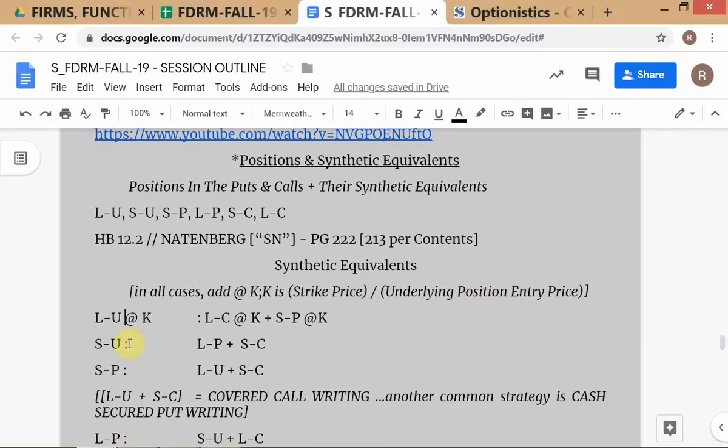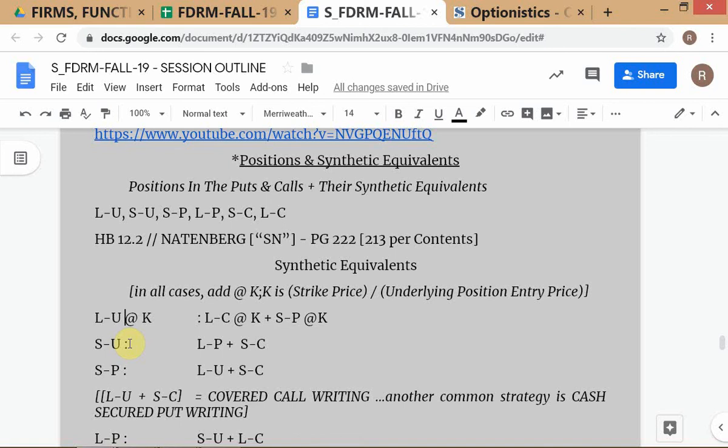So what you have already established is that the long futures payoff profile should be the same as long call plus short put, with the strike price being the same price at which you are going long the futures, right? That much is clear.